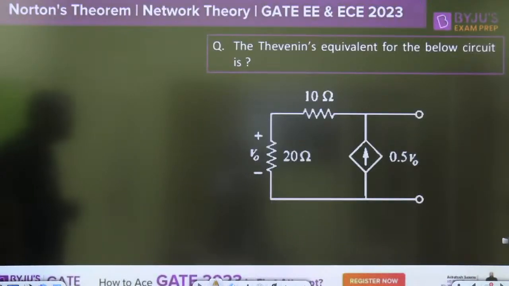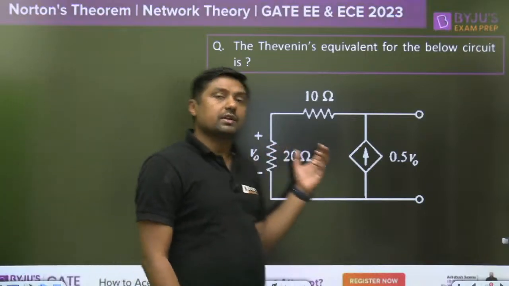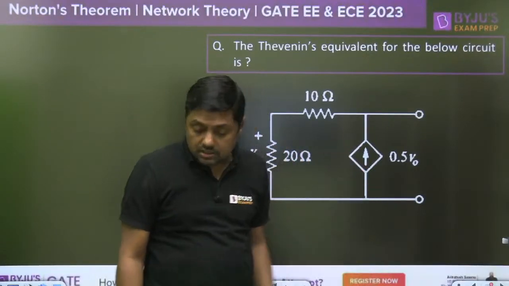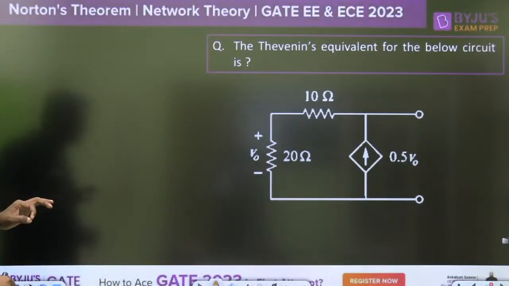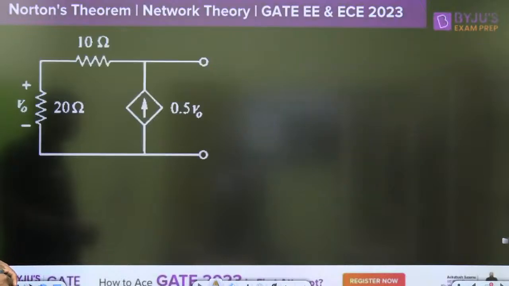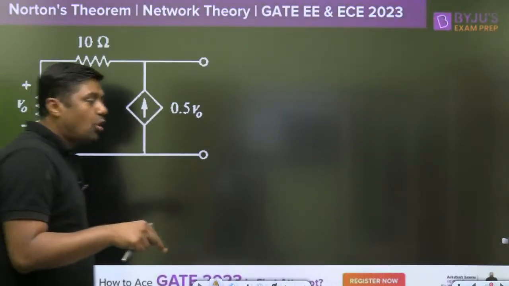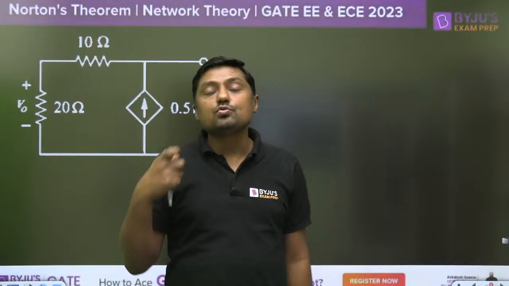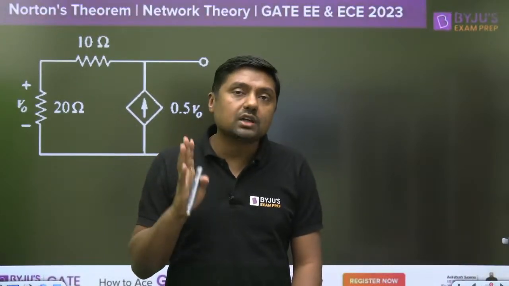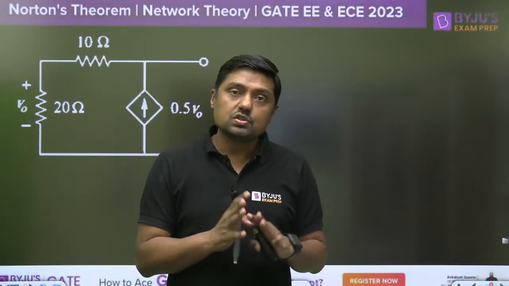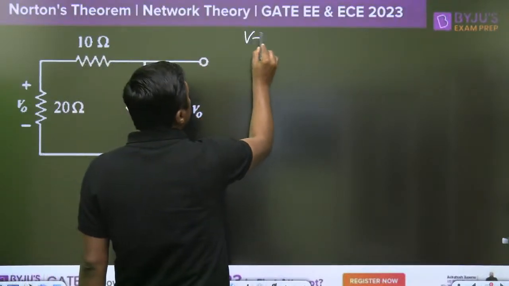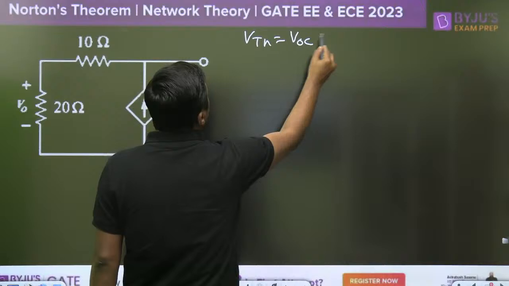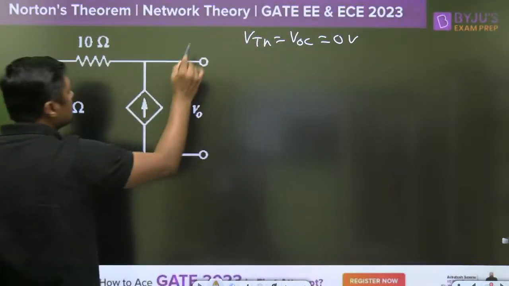Second question, the Thevenin's equivalent for the below circuit. That was the question. What was the answer? Everyone give me the comments. Thevenin's equivalent. Again, if there are only dependent sources, then what will be the voltage? Again, we have already solved one such question. Because there are no external independent sources, what will be the value of VTH? According to the concept, it will be 0 volt, but you can verify it.